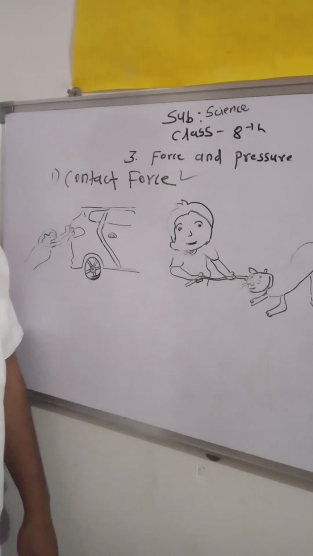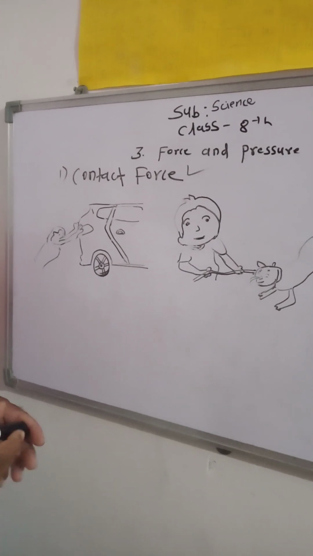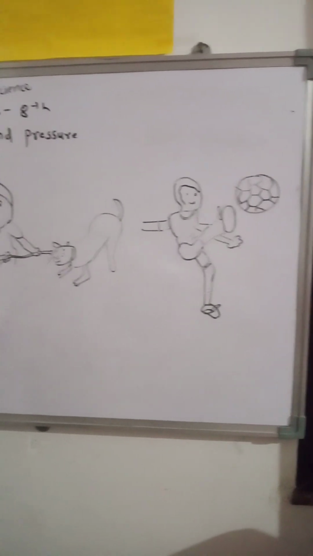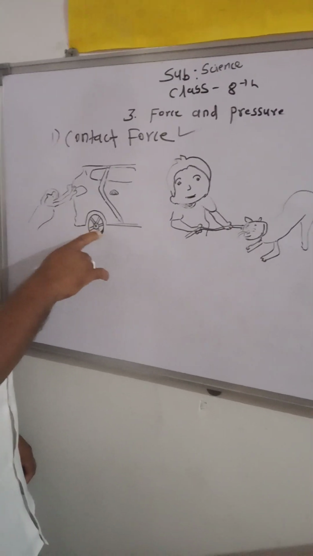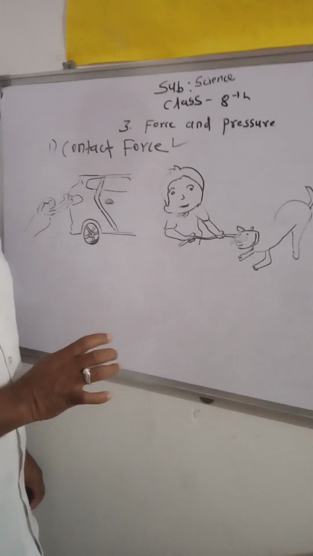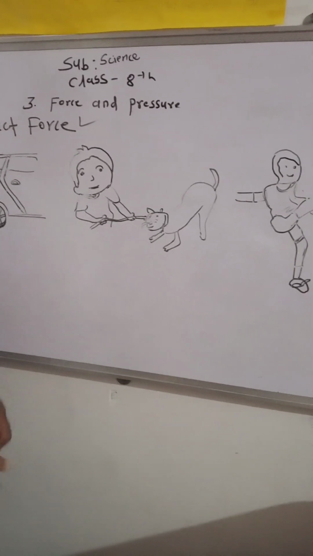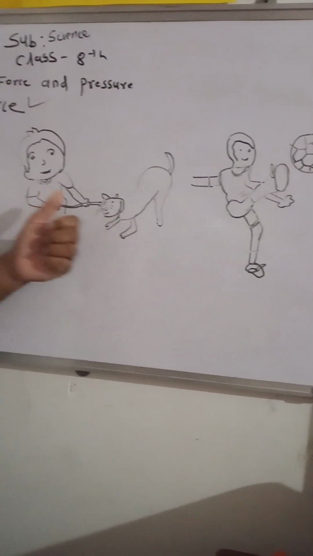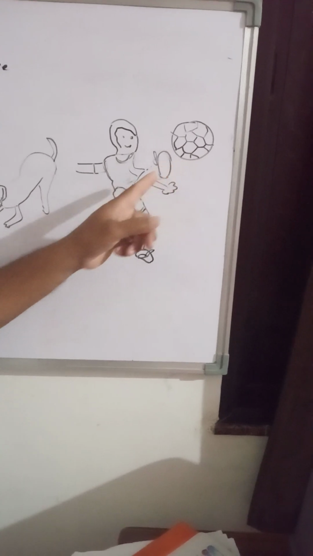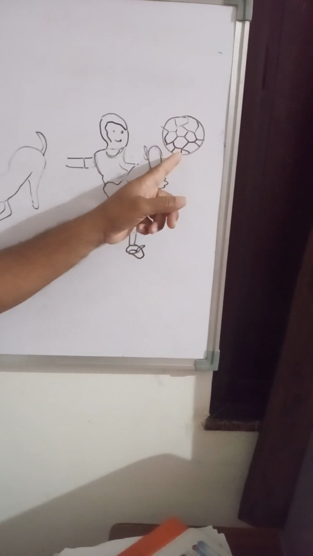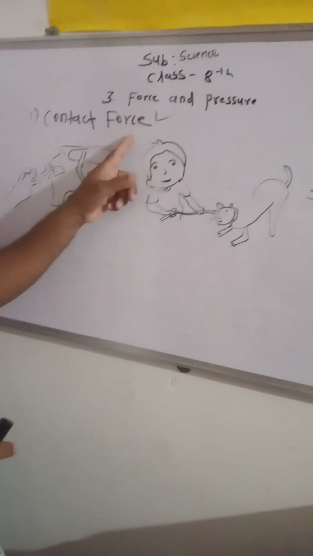This type of force we call contact force because all these forces act on the object directly in contact. Therefore, the object moves. In the first example, when he pushes the car, it moves in the forward direction. In this picture, the boy is pulling the dog. Therefore, the boy is acting a force on this dog. The dog is pulled towards him. In this picture, the boy is kicking the ball. It means that the boy acts a force on this ball to kick it directly. Therefore, these are all examples of contact force. This is the first type.